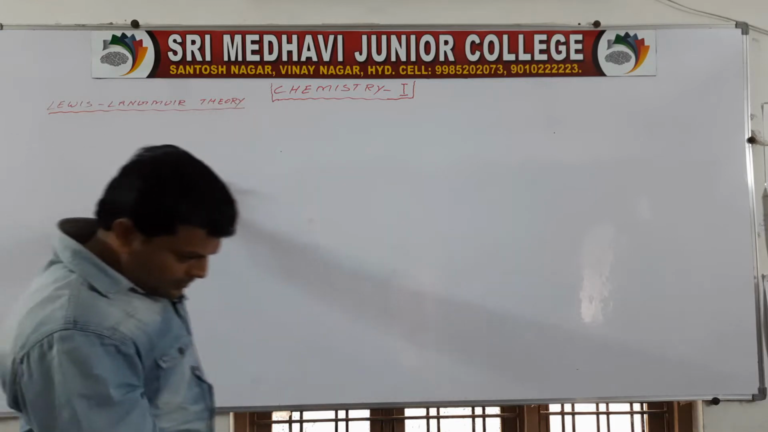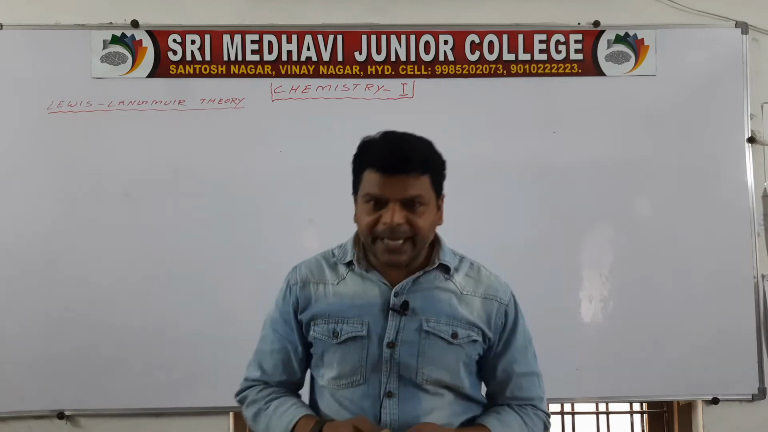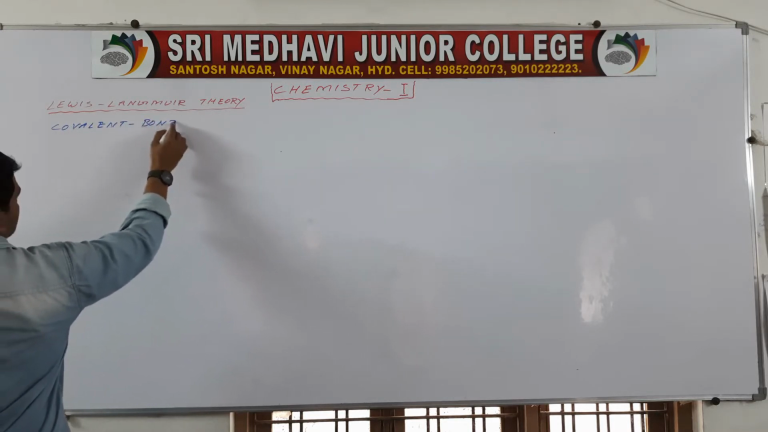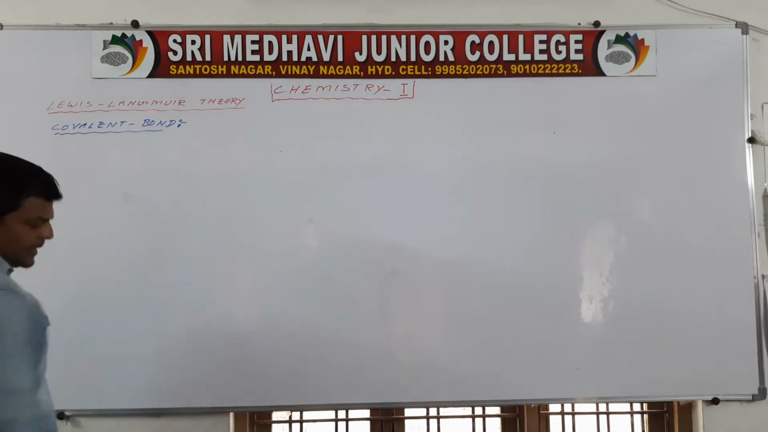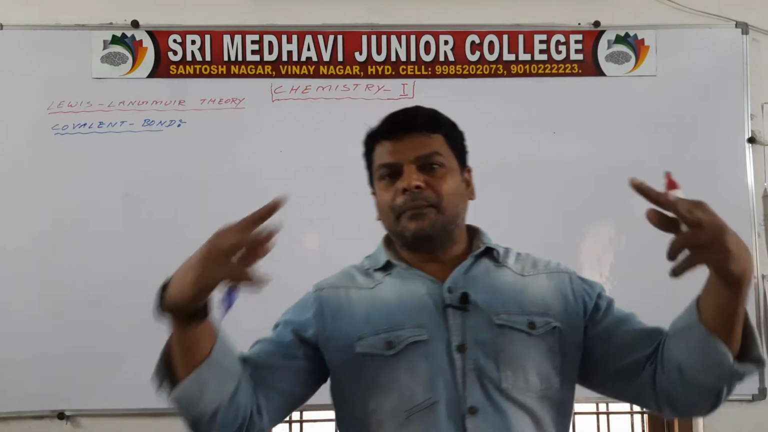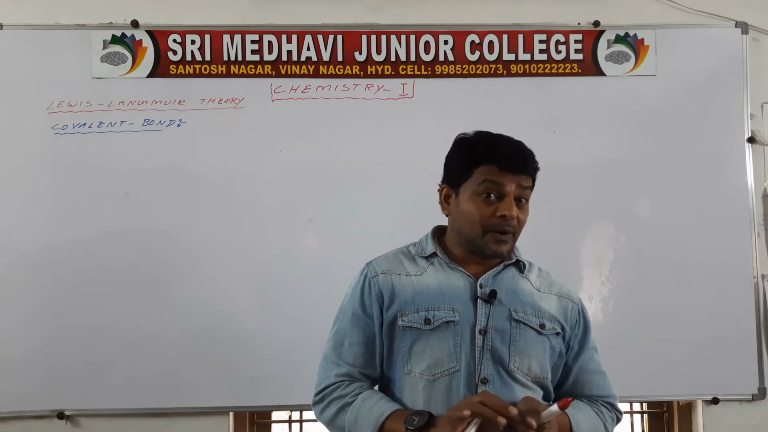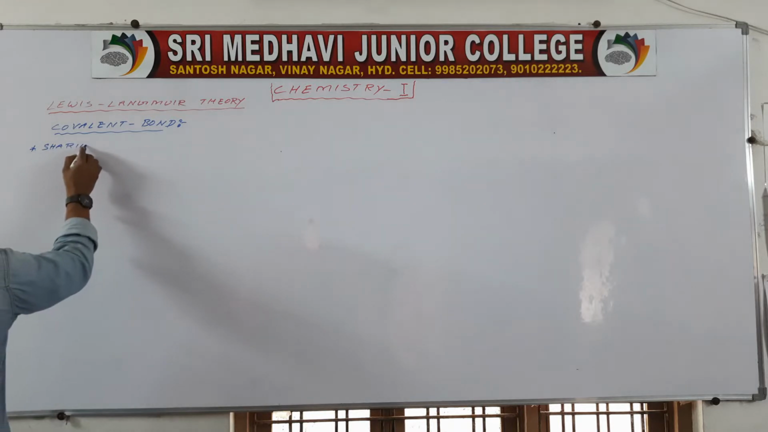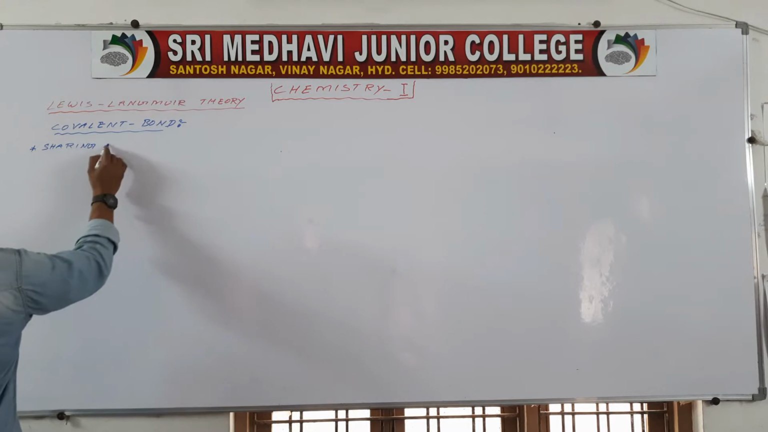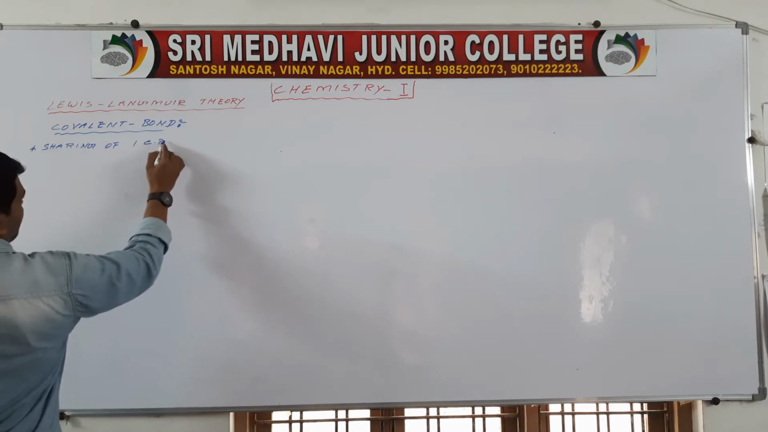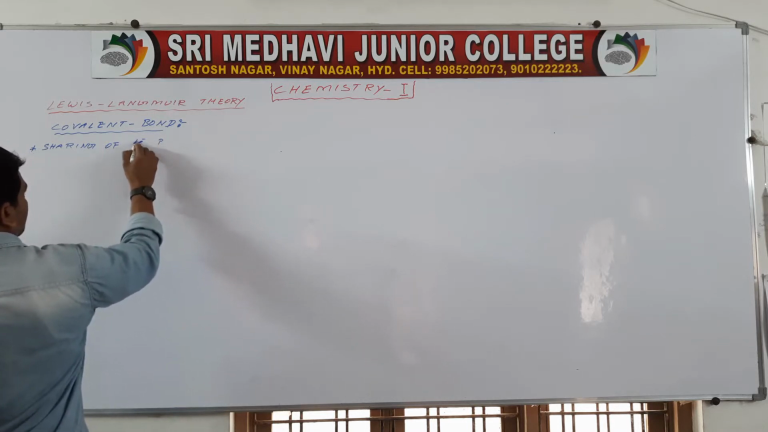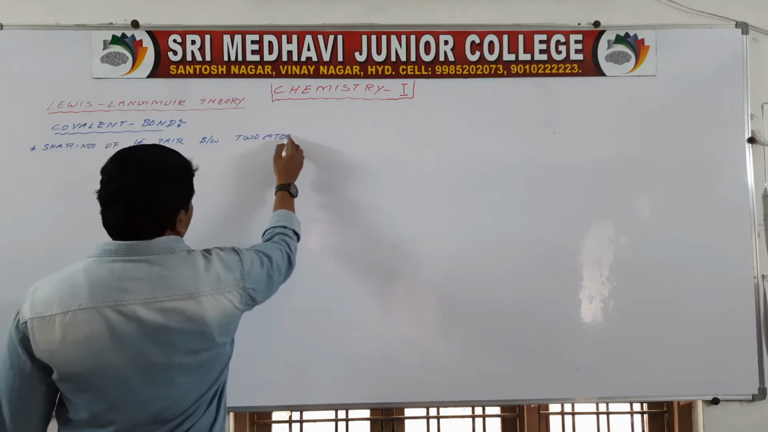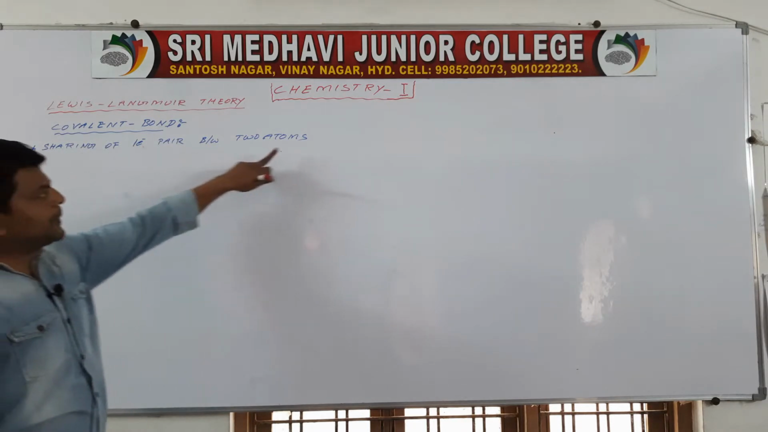According to this theory, how is a covalent bond formed? By sharing of one electron pair between the two atoms. Sharing of electron pair between the two atoms.